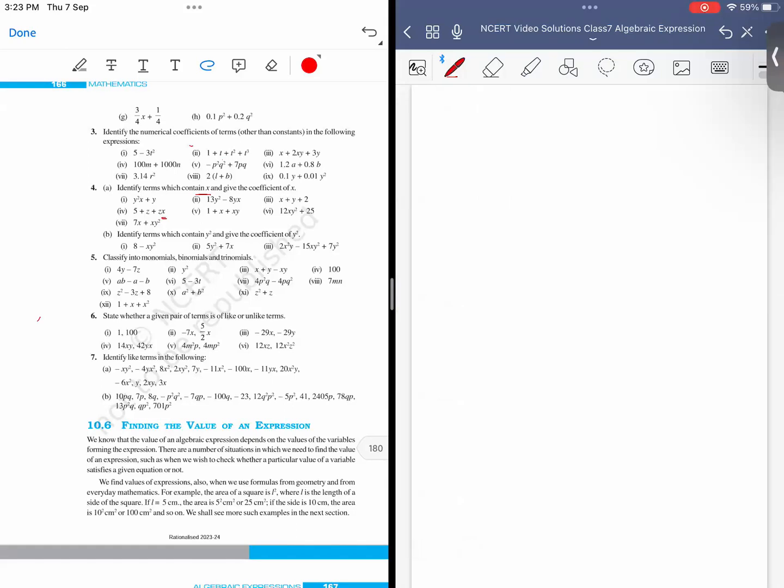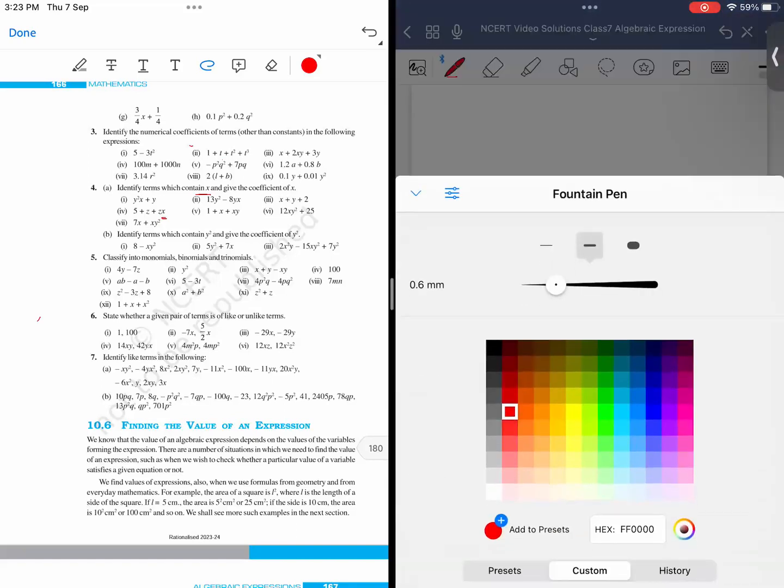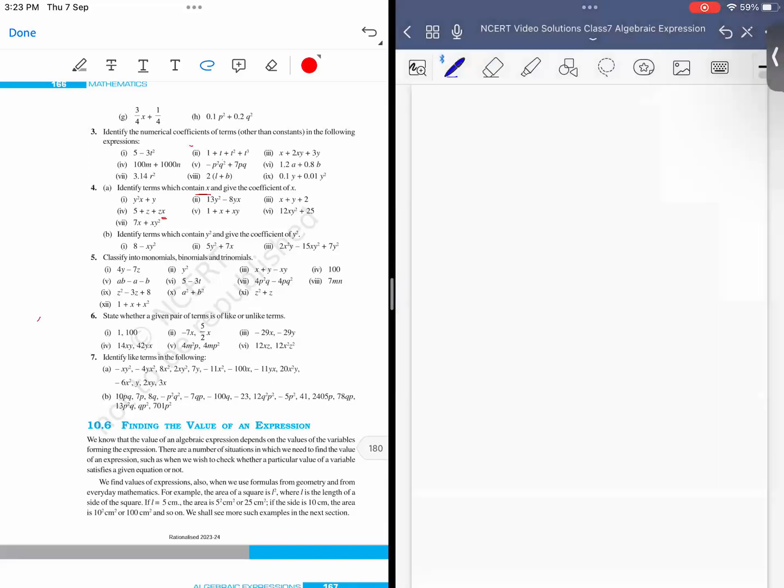Next, question number 5. Classify into monomials, binomials, and trinomials. Monomials, we know, are expressions containing only one term. Binomial, we know, is an expression having two terms. And trinomials means an expression containing three terms.